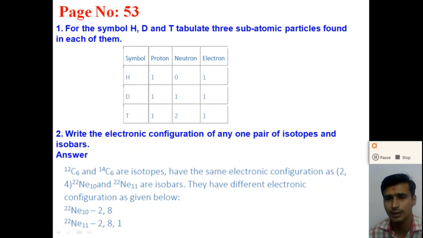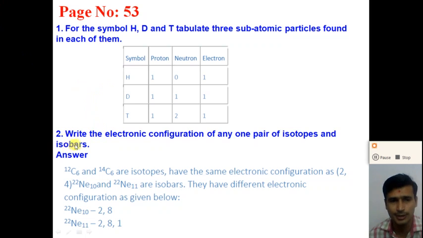So see the previous video of this chapter, isotopes and isobars. In the isotopes and isobars video, we discussed the hydrogen atom, protium, deuterium and tritium atoms, and the number of protons, neutrons and electrons in hydrogen, deuterium and tritium, right?